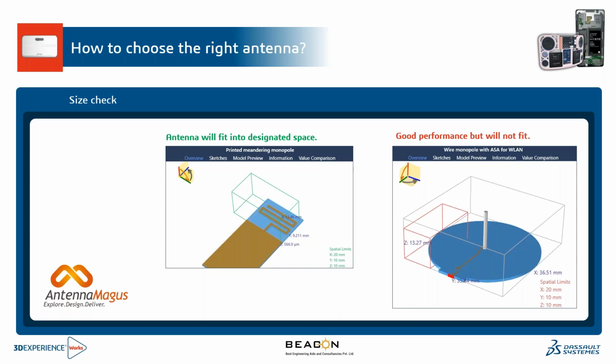So here, if we see towards the left side, we can actually fit this antenna into the designated space, whereas the other one, towards the right side, that is the wire monopole with ASA for WLAN antenna, is circular in shape but meets the requirement that was fed, that is, the volume is matching here. But we cannot fit this into the frame, where we have a space of around 10 by 10 by 10. Though the performance is good, we cannot use this type of antenna in the beanie. So we can neglect this particular antenna and go ahead with the one which is suitable for its position.